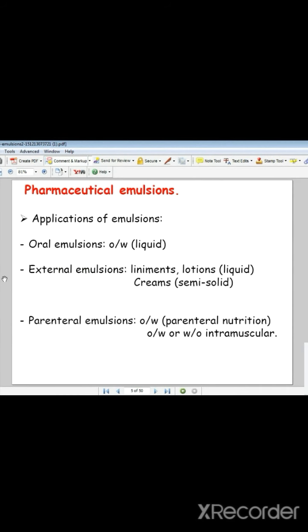Now we are discussing the application of emulsion. First is oral emulsion, oil in water liquid. Second is external emulsion: liniment, lotion, liquid, creams, semi-solid. Creams are semi-solid, lotions are liquid preparations. Then we are discussing the parenteral emulsions. There are two types: oil in water and water in oil. Water in oil for intramuscular and oil in water for parenteral nutrition.